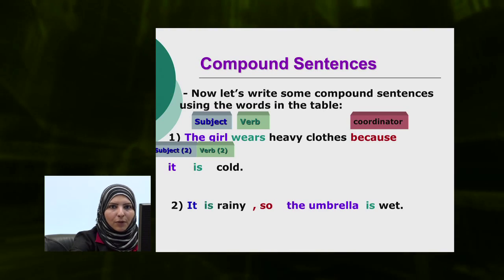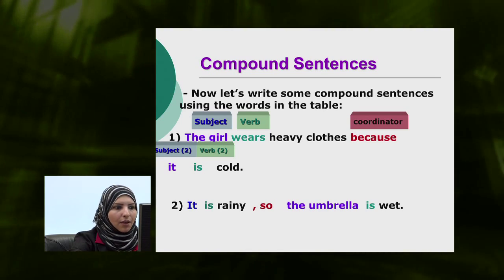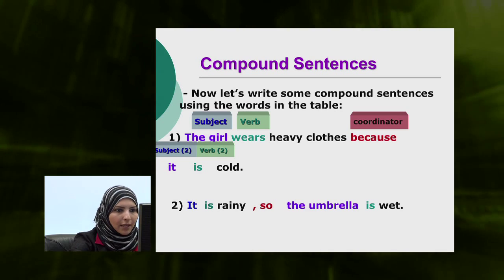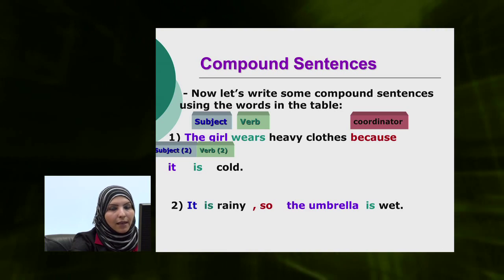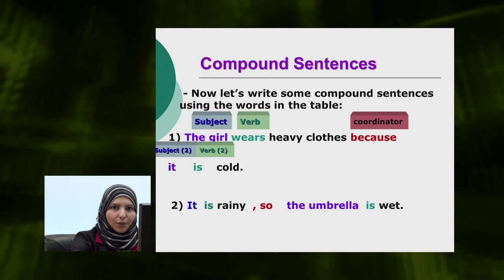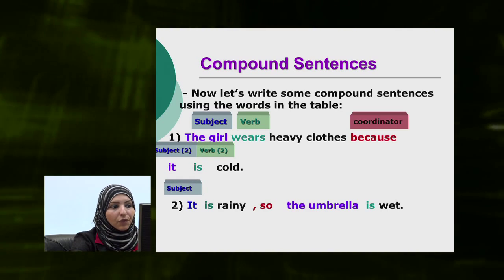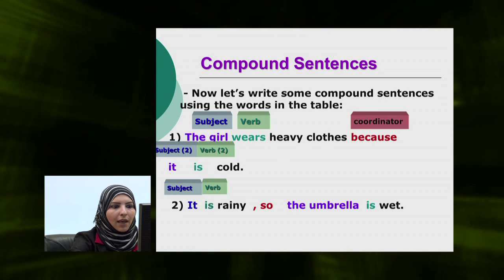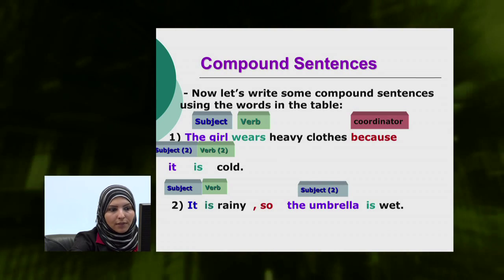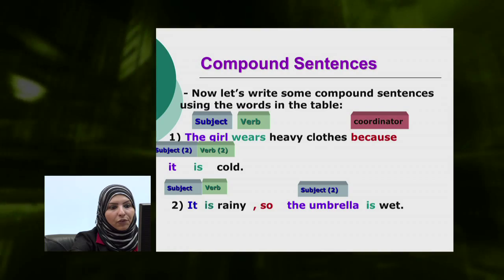The second sentence that you can write is, it is rainy, so the umbrella is wet. In this compound sentence, we have two clauses. The first clause is, it is rainy, and the second clause is, the umbrella is wet. In the first clause, the subject is it, and the verb is is. However, in the second clause, the subject is the umbrella, and the verb is is too. We connect the two clauses using a connector which is so, and which indicates result.